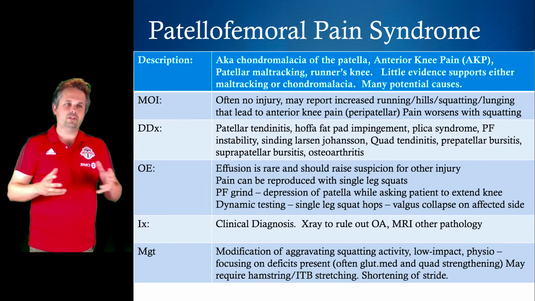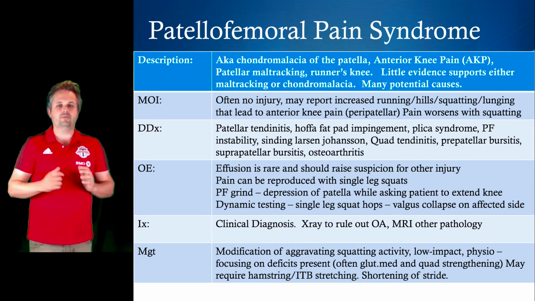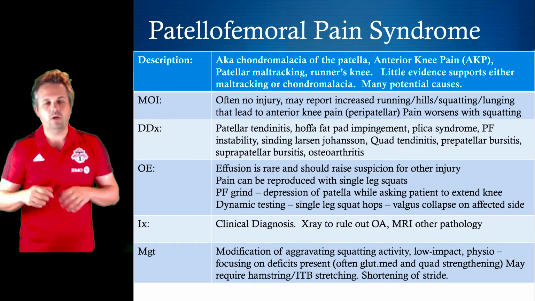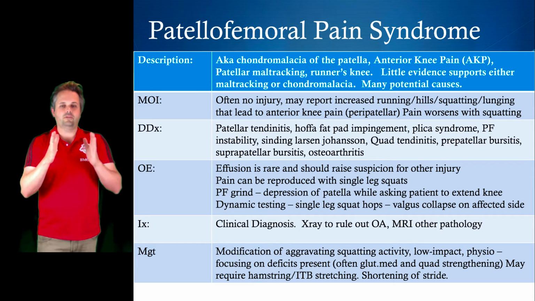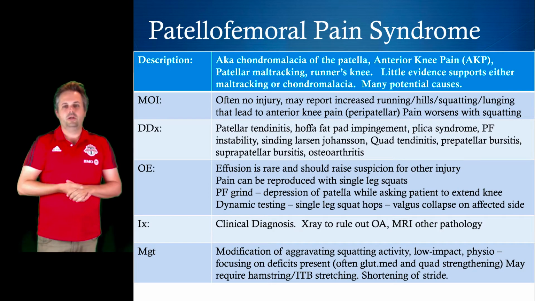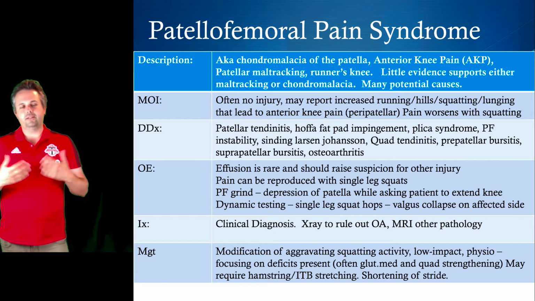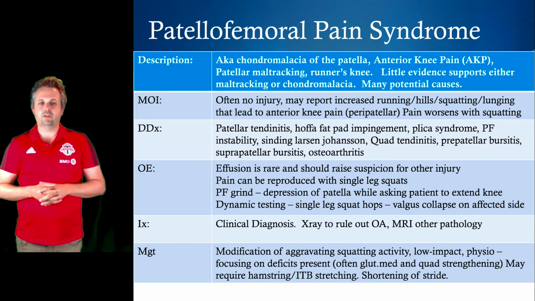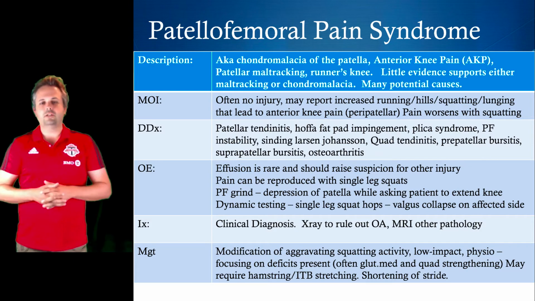The other thing that you can see sometimes with dynamic testing is when you have a patient jump forward on a single leg squat, you'll see their knee, so if it was a right knee, you'll see the right knee collapse in a valgus position on the affected side, and that's an indication that the glutes aren't firing as well on that side. This is mainly a clinical diagnosis.